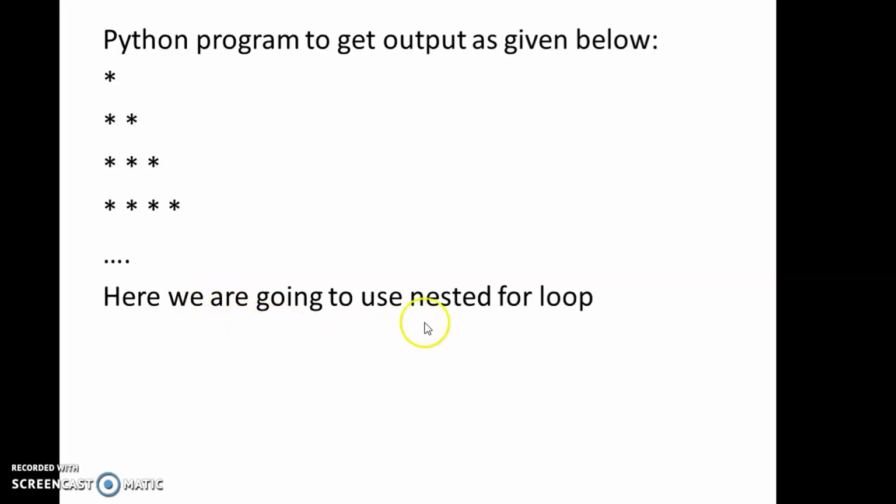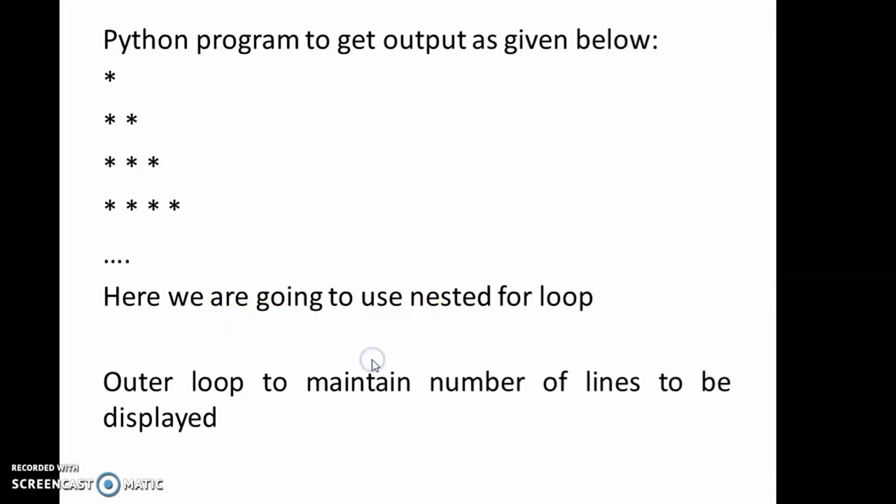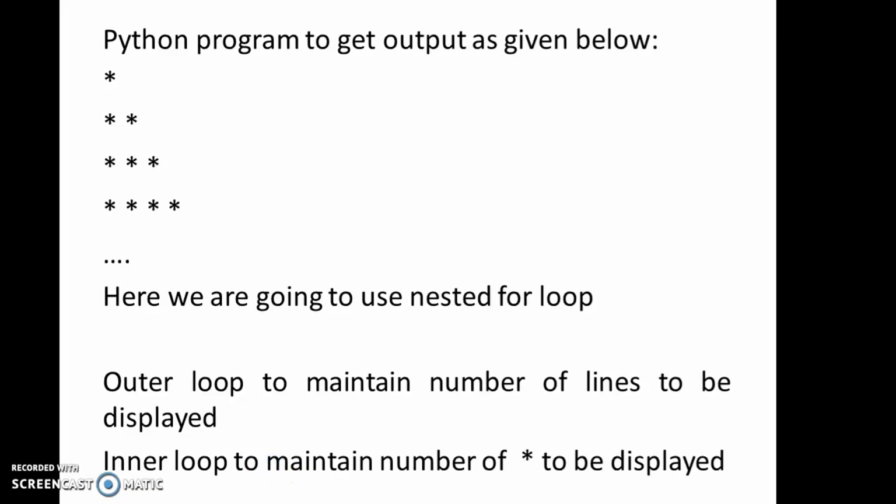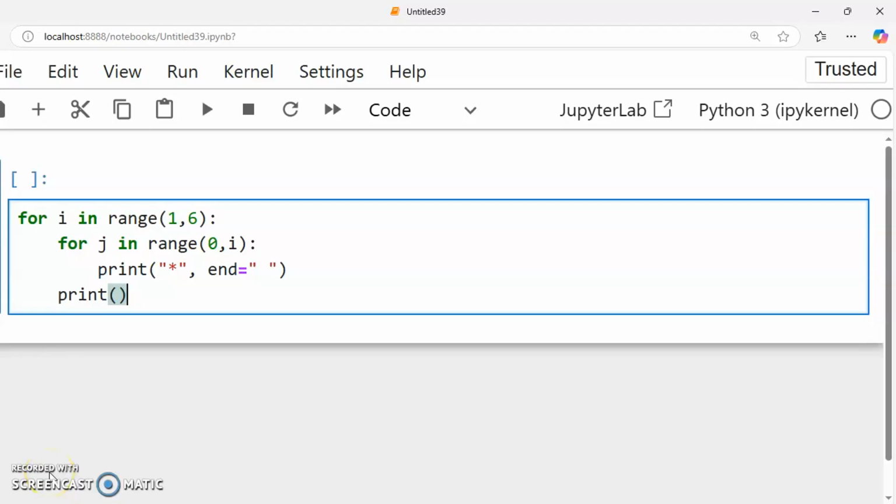So, how are we going to use the nested for loop? The outer loop maintains the number of lines to be printed. So, if you give input as 5, 5 lines will be printed. The inner loop maintains the number of stars to be printed in each line. So, this way we are applying the nested for loop. In this program, you can see a nested for loop. That means for loop within a for loop.